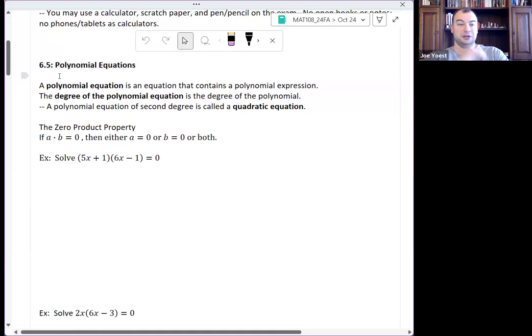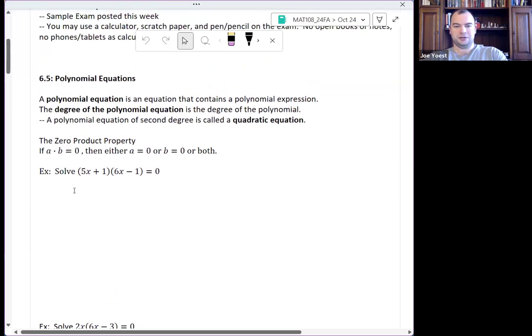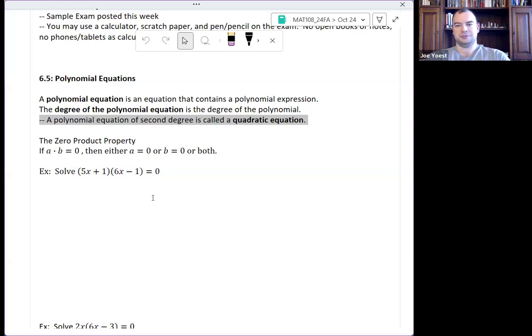Okay, so moving on to polynomial equations, wrapping up chapter 6 and the material for the Unit 1 exam. A polynomial equation is an equation that contains a polynomial expression. That kind of makes sense. The degree of the equation is the degree of the polynomial. It's the highest power that we see on any of the variables, roughly speaking. In this course, we're quite interested in second degree polynomial equations. We call these quadratic equations.